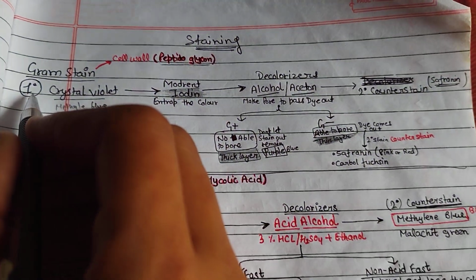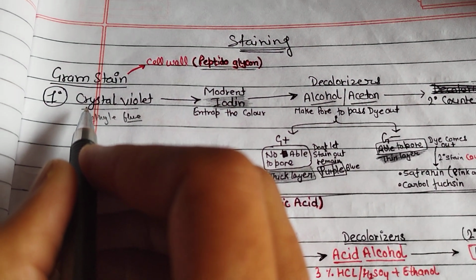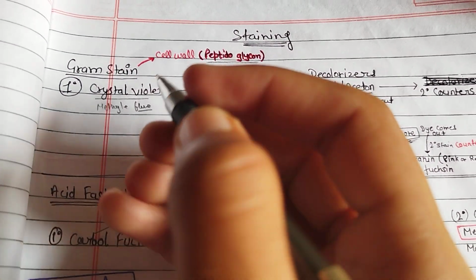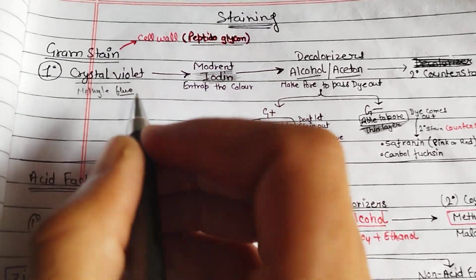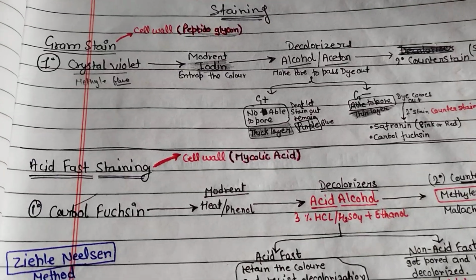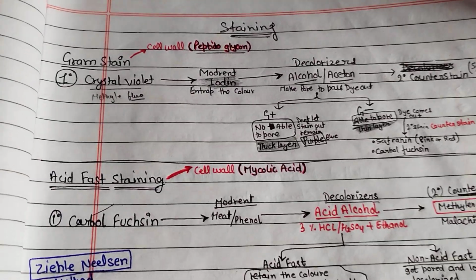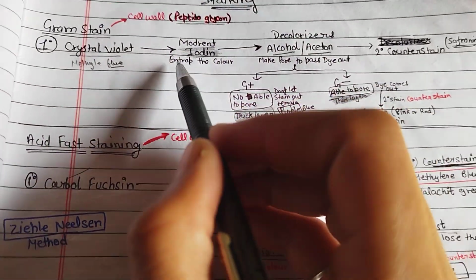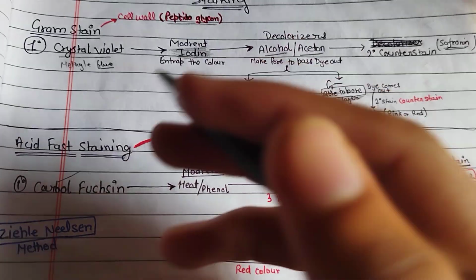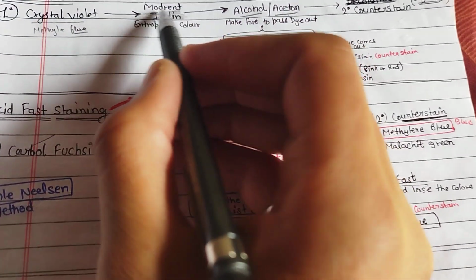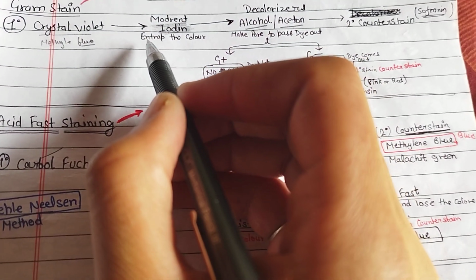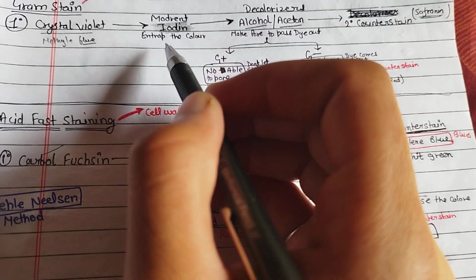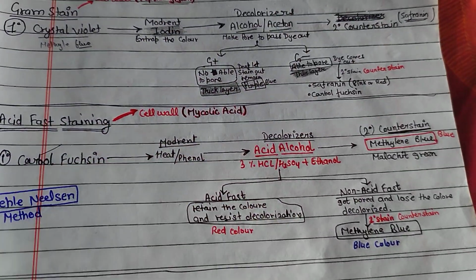So the primary dye we use here is crystal violet. Crystal violet, or methyl blue, is the dye which we use in gram staining as a primary dye. It gives the purple or blue color, right? Then we use a mordant to fix this dye inside the bacteria. So we use here mordant, that is iodine, and it works to entrap the color. So it will entrap the color inside the bacteria.